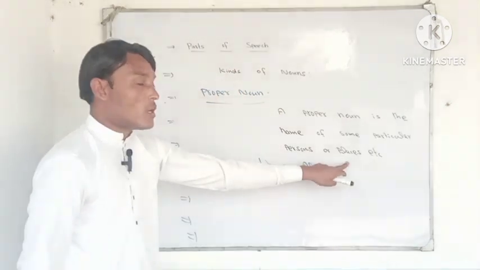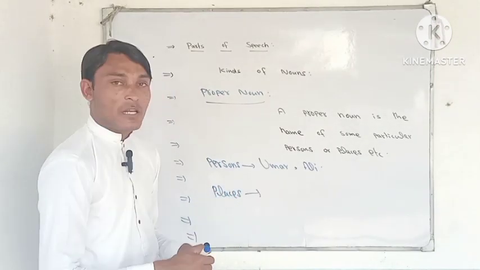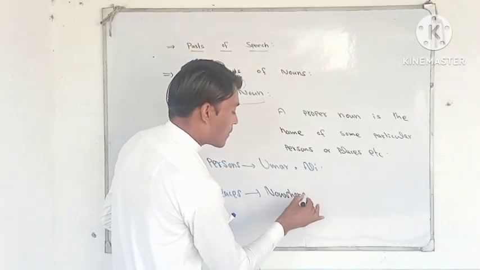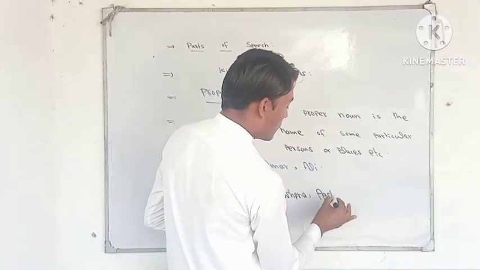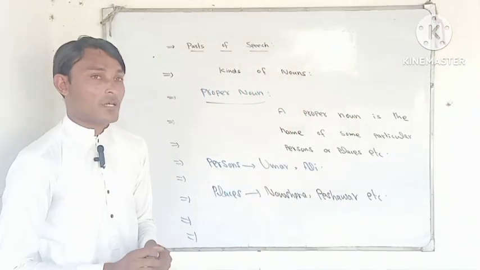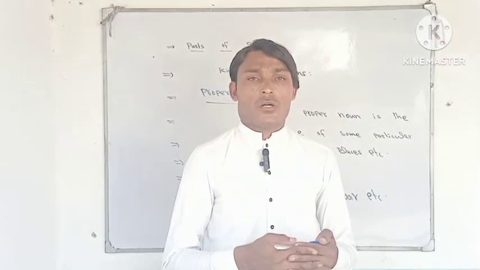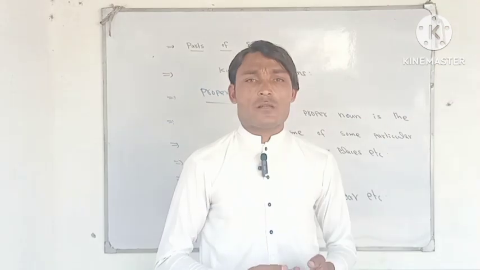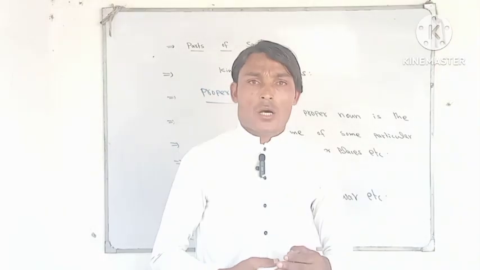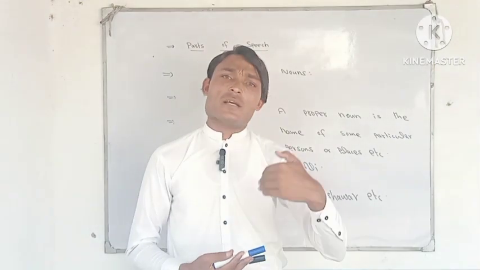Besides this, if we talk about places, for example, Naushera, that should be written with a capital letter. You can also talk about Peshawar, etc. Now for a proper noun, there are rules for how to write it. The first rule: whenever you write a proper noun, its first letter must be capital, whether it is at the beginning, middle or end of the sentence.